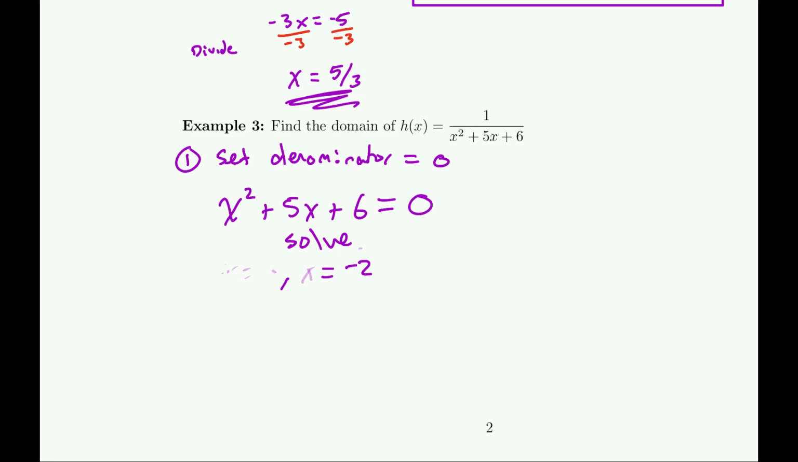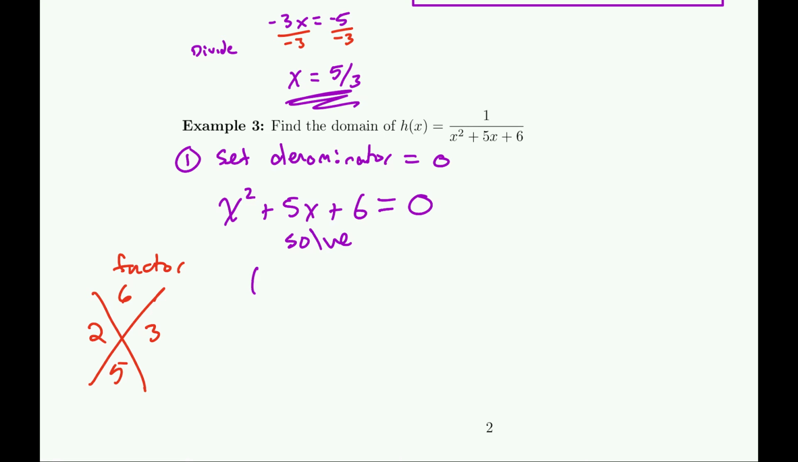If you want to do it by hand, you can. You would have to solve this equation with the quadratic formula or factor. If I factor, I'm looking for numbers that multiply to 6 and add up to 5. I can think of those numbers right away. They're 2 and 3.